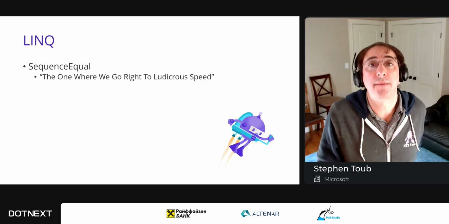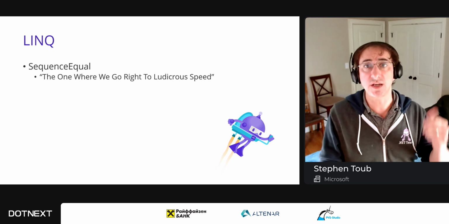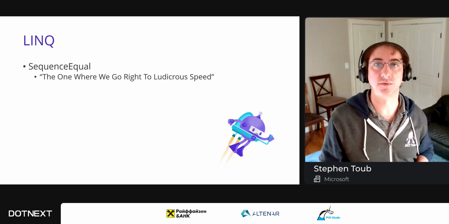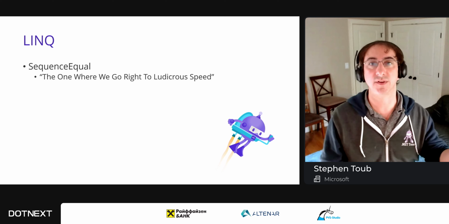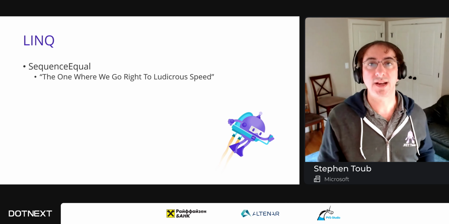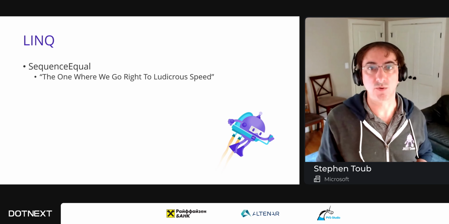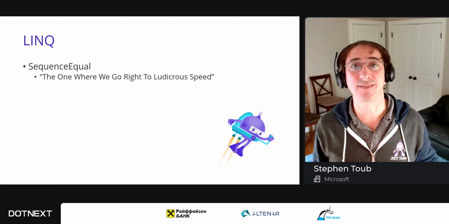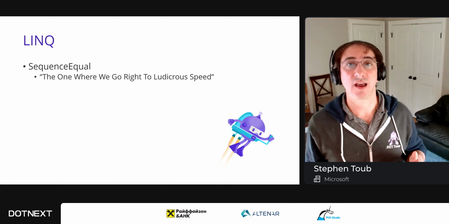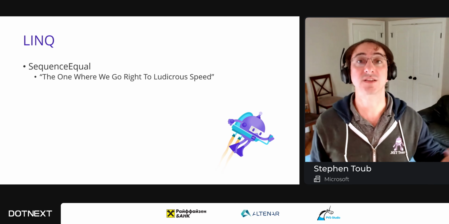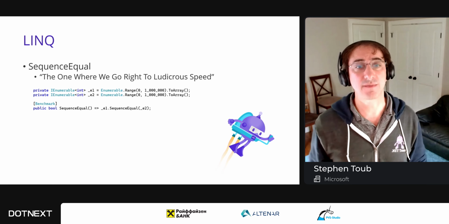And so we still invest in optimizing things like sequence equal. So this is the one where we go right to ludicrous speed. For those of you who like Mel Brooks movies, you'll understand the reference. We didn't directly vectorize sequence equal, but what we did is we special cased a particular set of inputs that we could then use to call some other method that already exists that was vectorized. And we can see the impact of this.